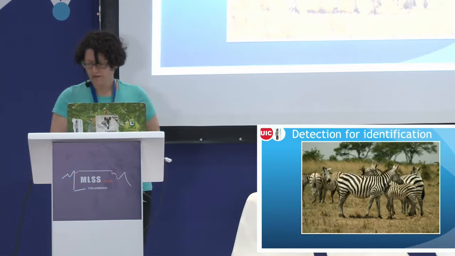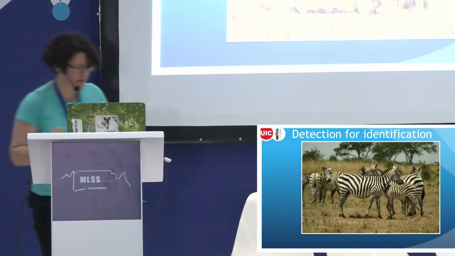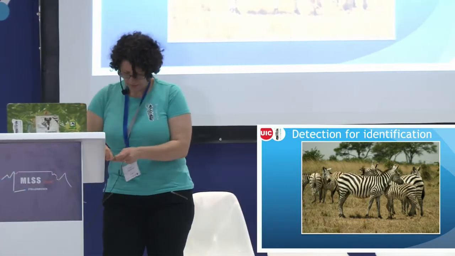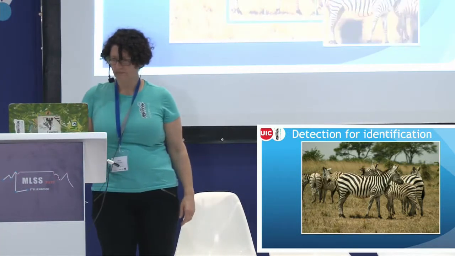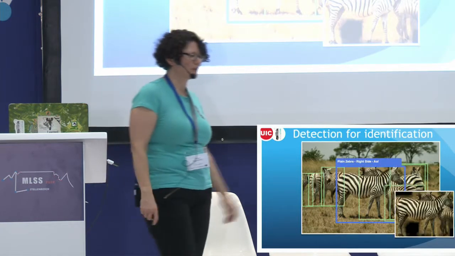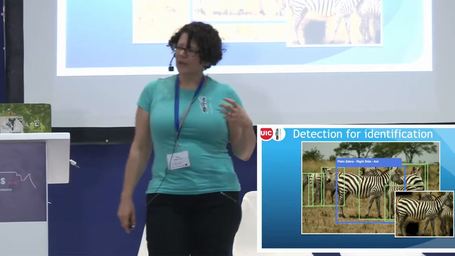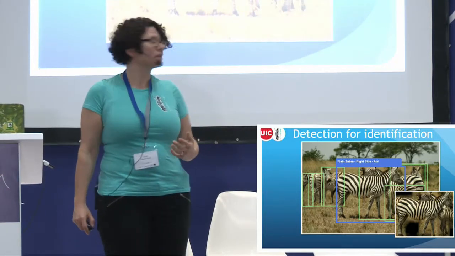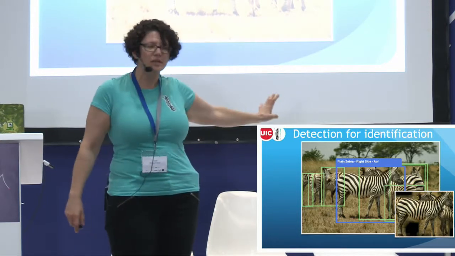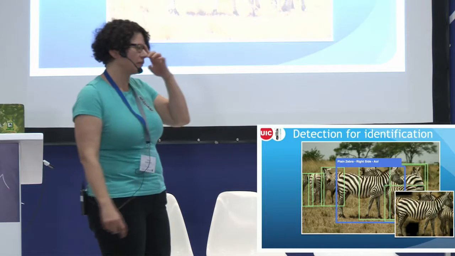Okay, and so actually, before we continue, I'm gonna switch this because it's not working very well. Yeah, okay, much better. So, as I said, if all we wanted to do is just to say there are zebras in this picture, that is a standard classification problem.